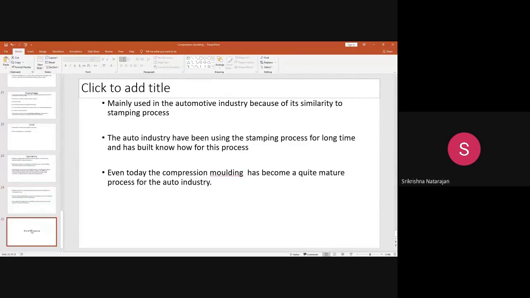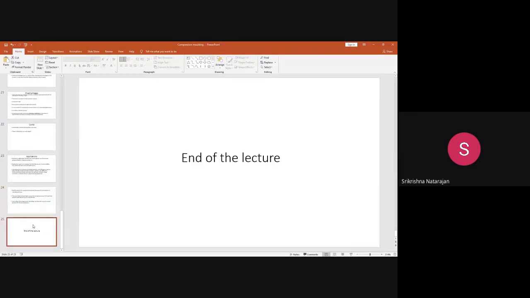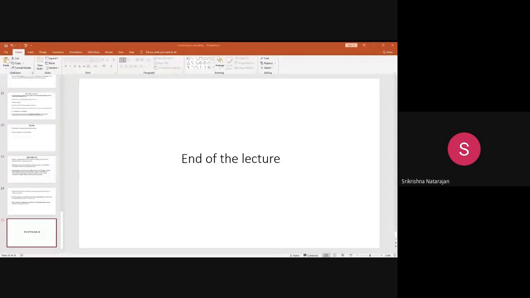So that's all about compression molding. I am just stopping here for today with this process. If you have any doubts, you can ask me, otherwise I will stop here. Any doubts?